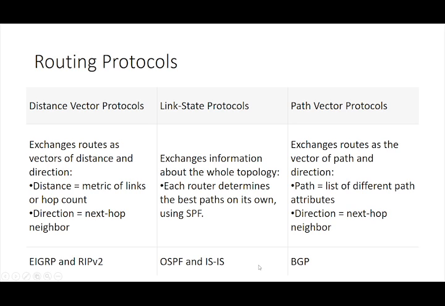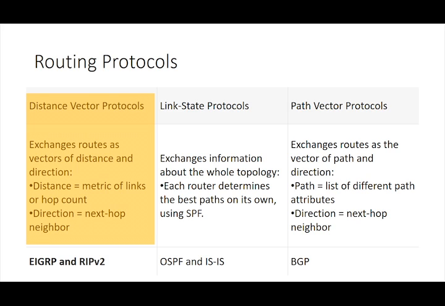Another way you can group routing protocols is based on how or what metrics they use to determine the best path to a network. Distance vector protocols exchange routes with other routers by vector or distance, sometimes called hop count. EIGRP and RIP version 2 are distance vector protocols or hop vector protocols.